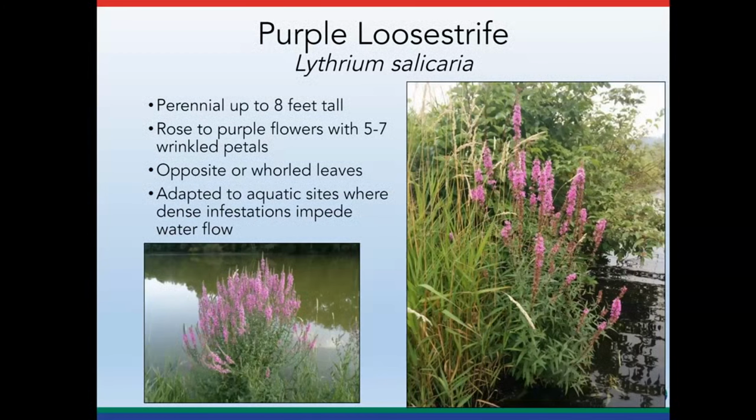Okay, so then we move to purple loosestrife. So purple loosestrife, as many of you know, is a perennial. It can grow up to 8 feet tall. It has rosy purple flowers with 5 to 7 wrinkled petals.